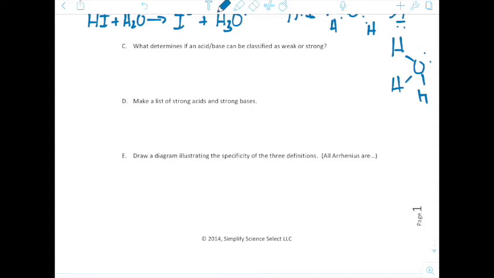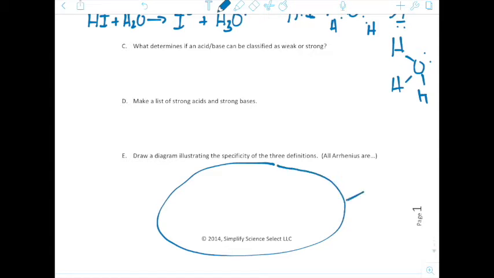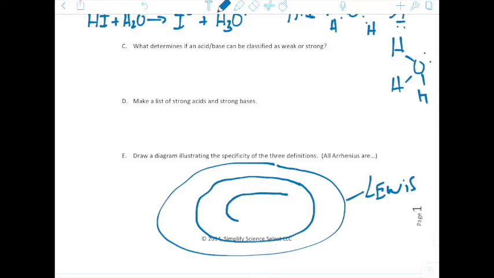And it says draw a diagram illustrating the specificity of the three definitions. So when we look at this, we know that Lewis acids cover every acid that there is. It's a broad definition that covers all of them. So that's Lewis. The Bronsted-Lowry definition covers the majority of acids, but not all acids. And then lastly, Arrhenius acids only cover acids that have a hydrogen to donate.